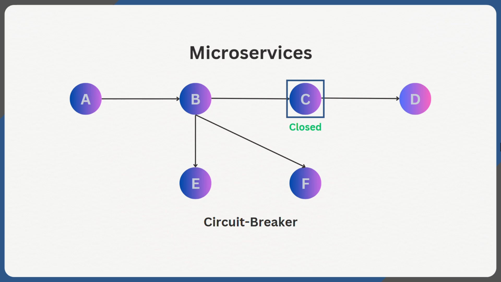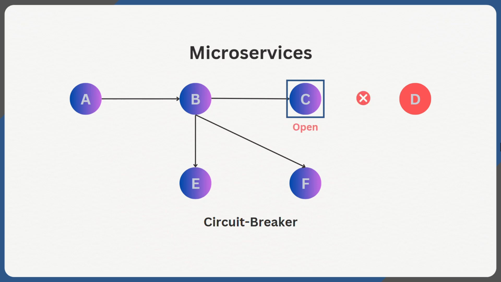Initially it would be in closed state, meaning that everything is functioning as expected and none of the components are showing any signs of errors. This is somewhat similar to a real electrical circuit where electricity flows when there is no problem in the circuit. However, if service D goes down for whatever reason, and if the failure rate exceeds a certain threshold, it transitions to an open state and it will stop all requests to the failing service.